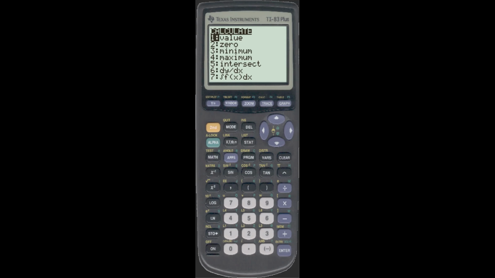Just really quick, so you do second calc value. Yes. And then it says x equals, so I just put in -7. Yeah, because that's whatever it is. Okay. If it wanted it at 5, you would do the second calc, x equals 5.